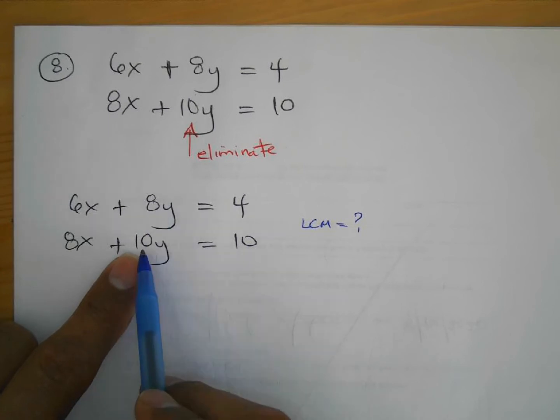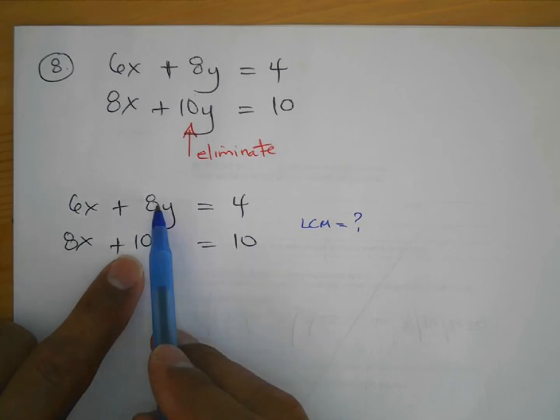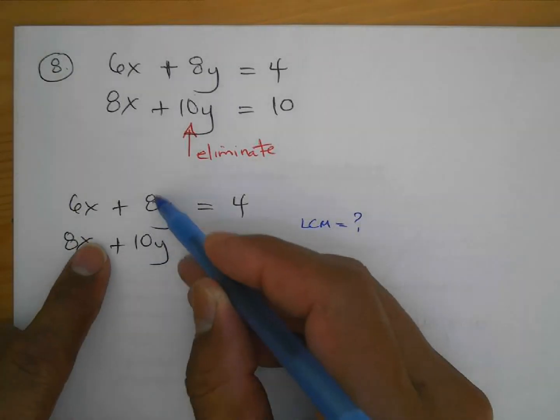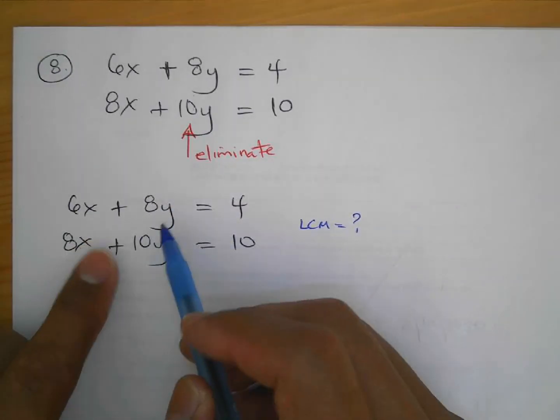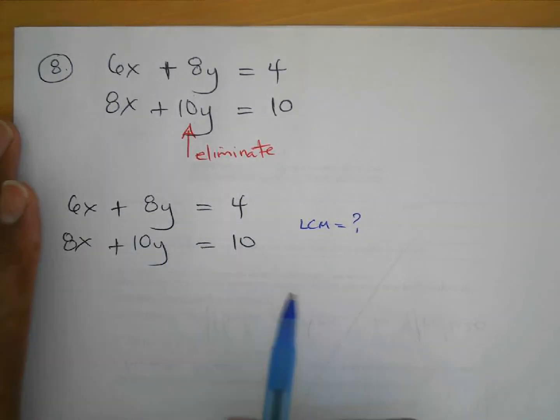20. Can 8 go into 20? No, 8 does not go into 20, not evenly. 10 times 3 is 30. Can 8 go into 30? No. Sometimes people think just multiply these and 80 works. Well, 80 does work. You can do that. But you'll have bigger numbers.